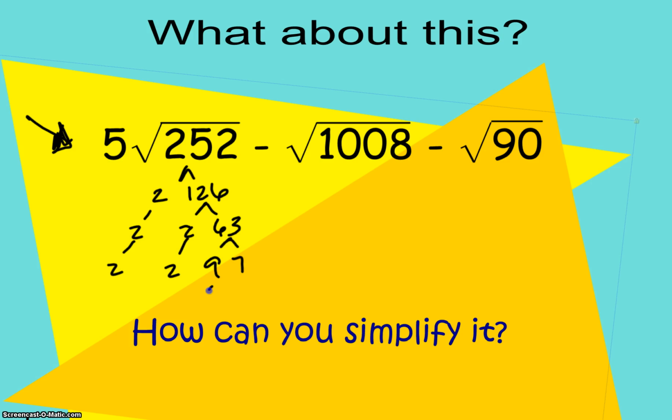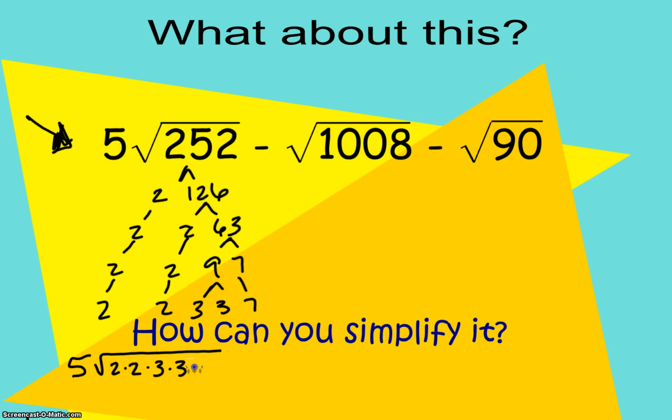63 is 9 and 7. 9 is 3, 3, 7. And notice I bring all of my factors down. So I'm going to have 5 square root of 2 times 2 times 3 times 3 times 7.